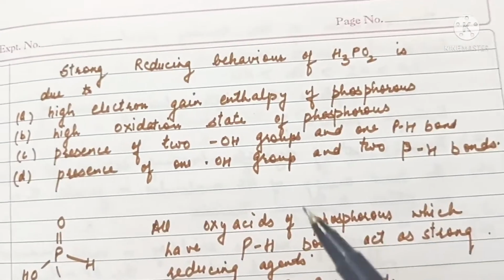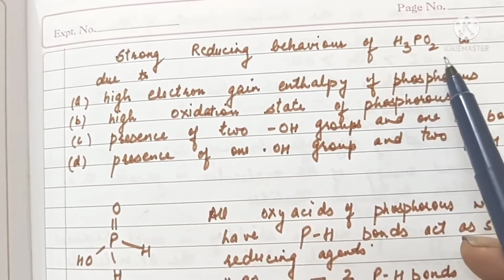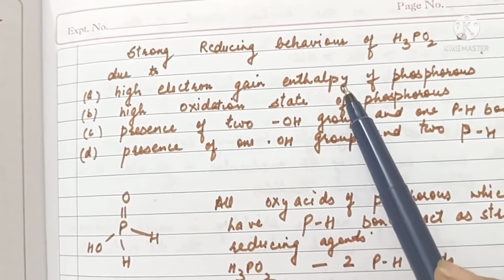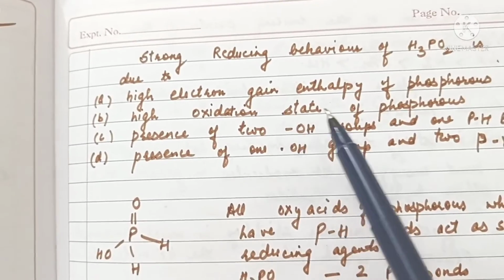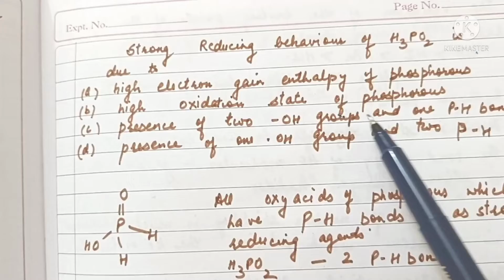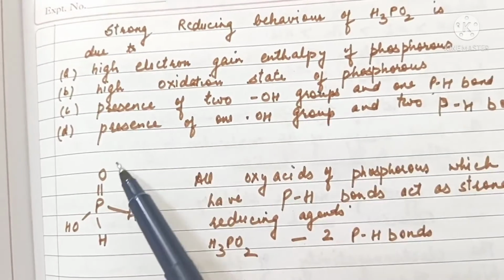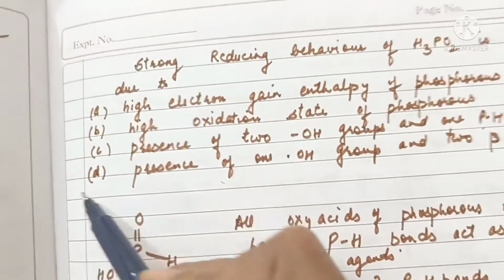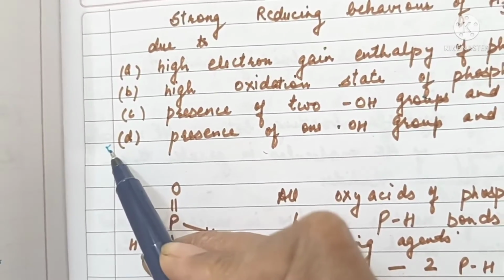Strong reducing behavior of H3PO2 is due to: high electron gain enthalpy of phosphorus, high oxidation state of phosphorus, presence of two OH groups and one P-H bond, or presence of one OH group and two P-H bonds. Option D is the correct answer.